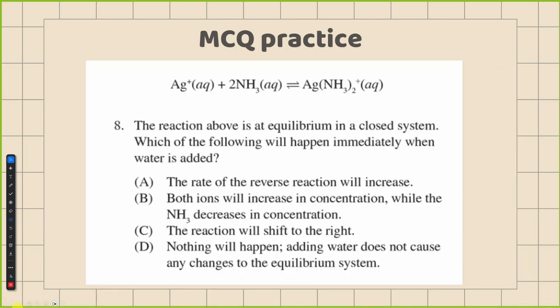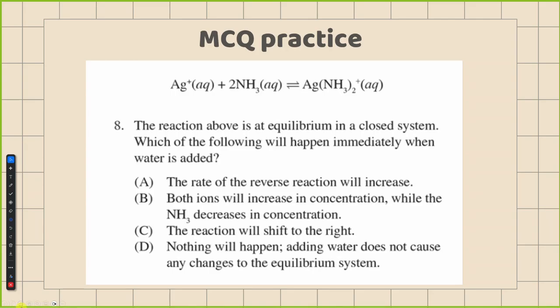Okay. The reaction above is at equilibrium in a closed system, so it's forming a complex ion. Which of the following will happen immediately when the water is added? A: The rate of the reverse reaction will increase. B: Both ions will increase in concentration while NH3 decreases. C: The reaction will shift to the right. D: Nothing will happen. Adding water does not cause any changes to the equilibrium system.